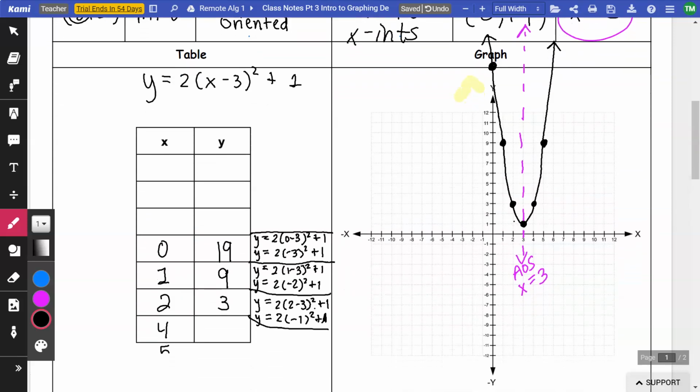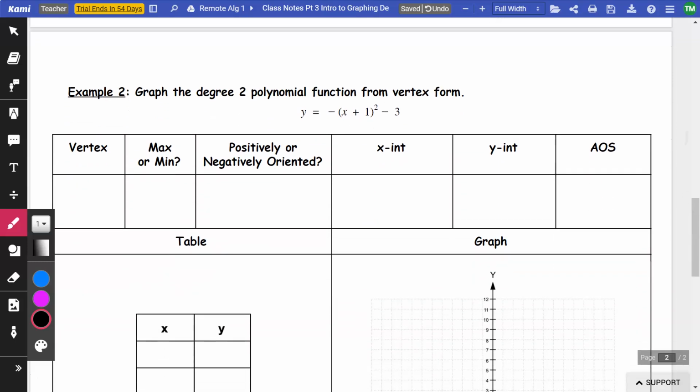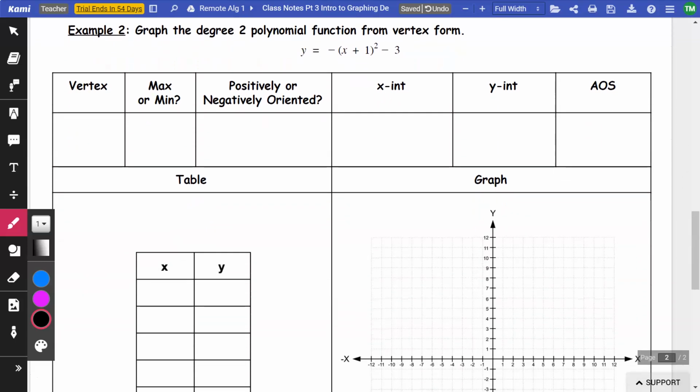So now, for example 2, I want you to do the same thing. Try this on your own. So reading this equation, compare it to vertex form, y equals a times x minus h squared plus k. See if you can identify the vertex and whether or not it's a maximum or minimum. See if you can find the y-intercept and the axis of symmetry. So while you do that, press pause and then press play when you're ready to check your work.